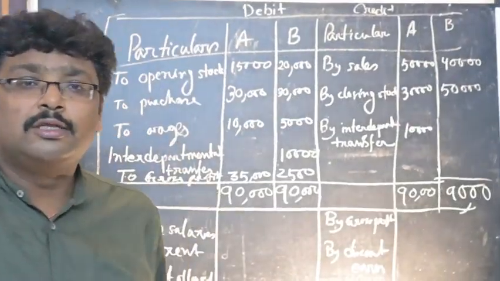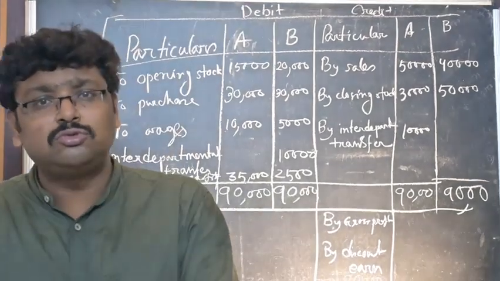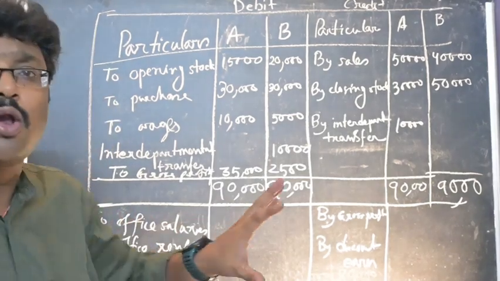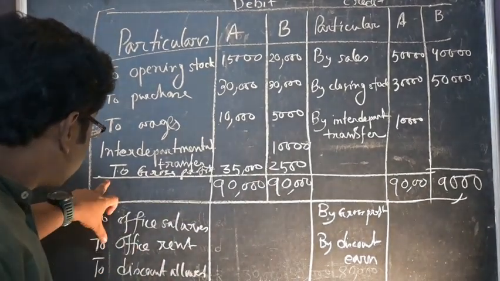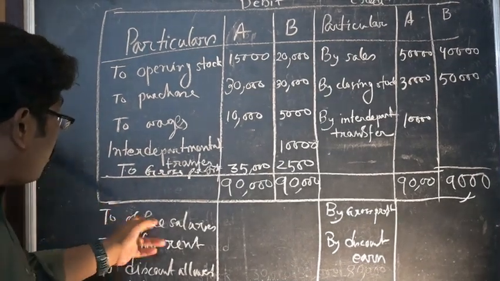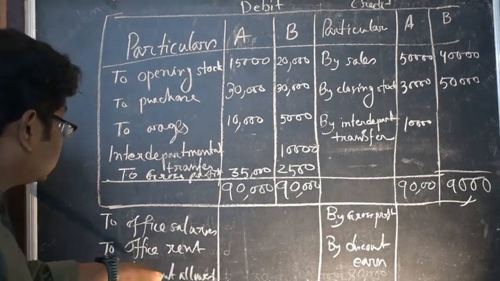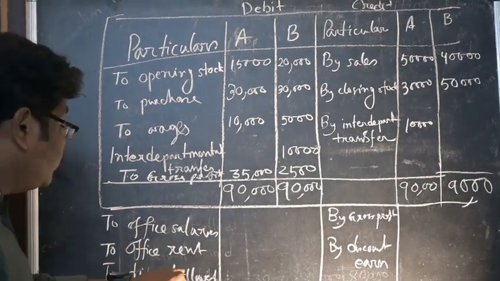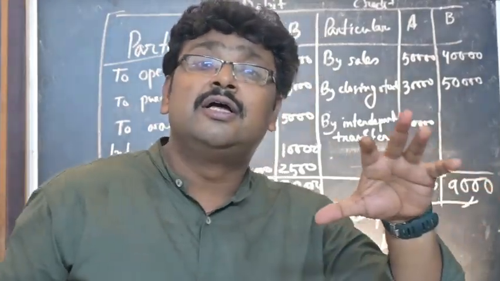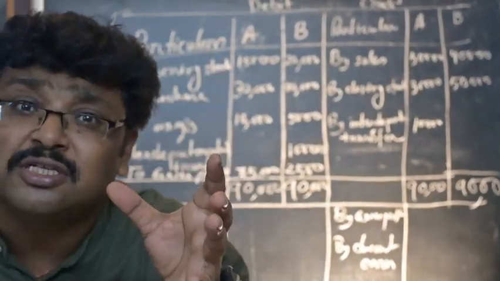So now the profit and loss account. What is the profit and loss account? Here is the tabular form of the profit and loss account. Look, in particulars we have to office salaries, to office rent, to discount allowed, to depreciation. These are to be considered in the profit and loss account. These are the indirect expenses.